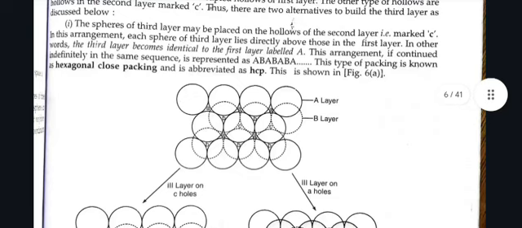This arrangement, if continued indefinitely in the same sequence, is represented as AB, AB, AB, AB, AB, AB, and so on. This type of packing is known as hexagonal close packing.